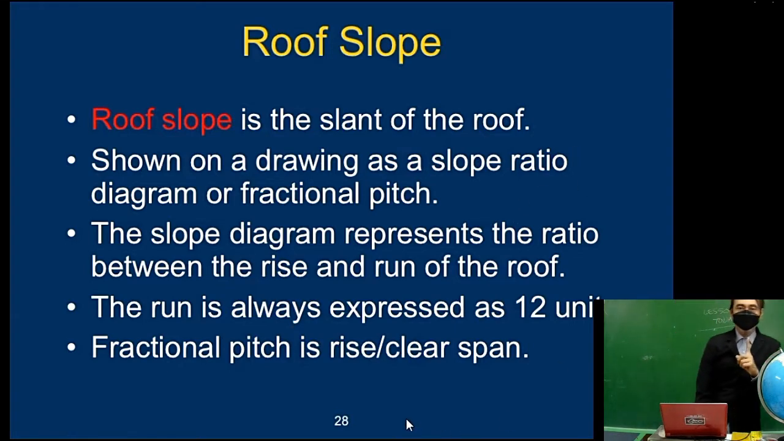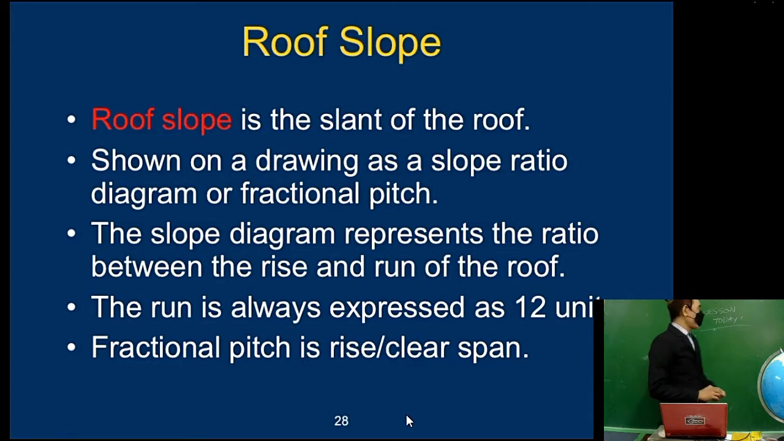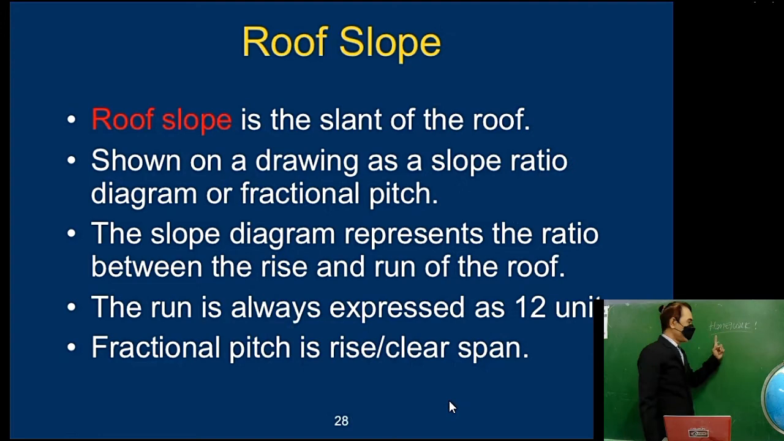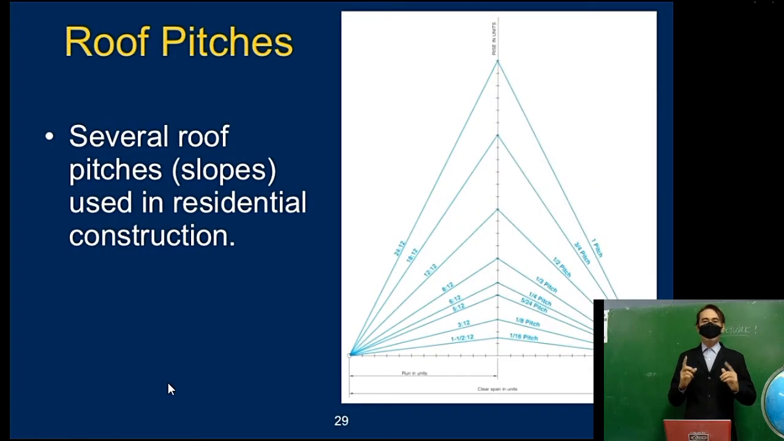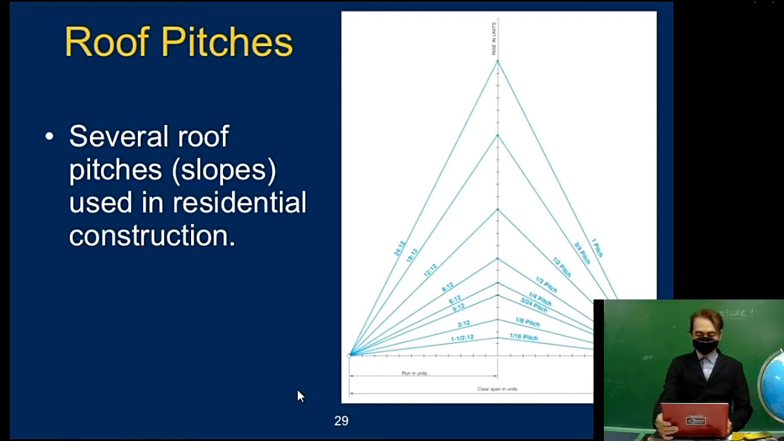The roof slope is the slant of the roof, shown on a drawing as a slope ratio diagram or fractional pitch. The slope diagram represents the ratio between the rise and run of the roof. The run is always expressed as 12 units. Fractional pitch is rise over clear span. Here are angles of several roof pitches or slopes used in residential or even in churches or commercial.